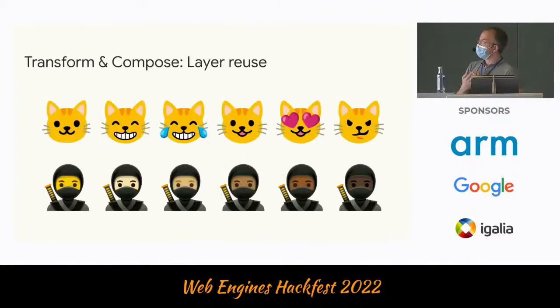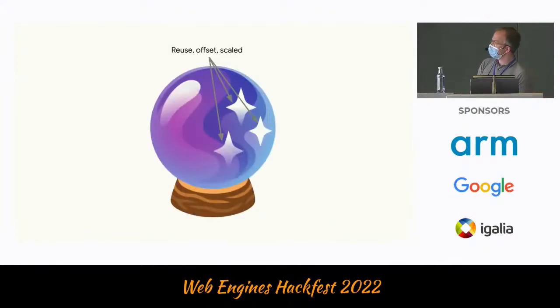I mentioned that COLRv1 allows you to reuse shapes. And this is really important, for example, for emoji fonts, where a lot of variations exist on the same glyph. And that is one of the ways we arrive at good space efficiency and good compression with this font format. So here with this cat emoji or this ninja emoji, you see that most of the shapes are the same and can be reused across these glyphs. Here in this crystal ball emoji, it's similar, the star shapes can be reused and don't need to be re-encoded to save space.